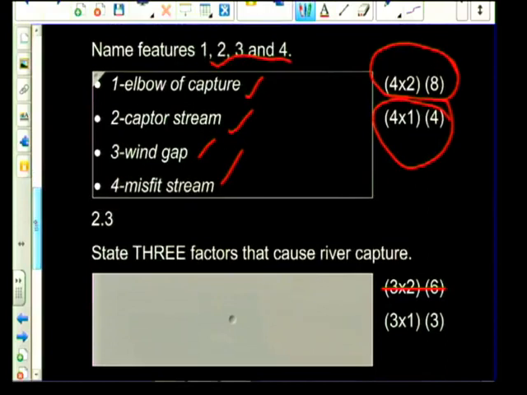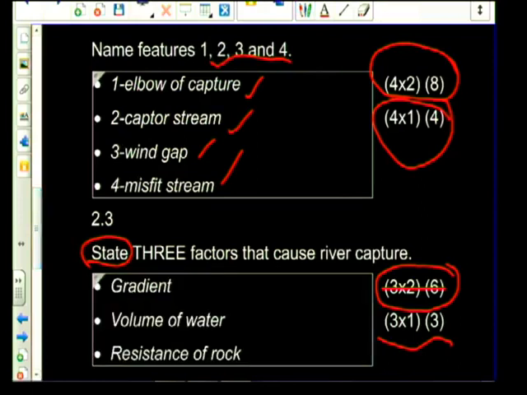All right? Next one, state 3 factors that cause river capture. The operational word here is state. And once you're stating and not explaining, again it changes from 3 times 2, 6, to 3 times 1, 3 marks. All right, and if I look at the answers again, you can see we're stating the factors. Gradient is equal to 1 mark. Volume of water, 1 mark. Resistant rock, 1 mark, which gives you your 3 marks. Now that's another adjustment that you would see.